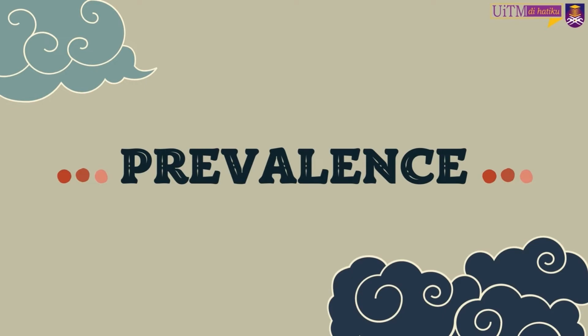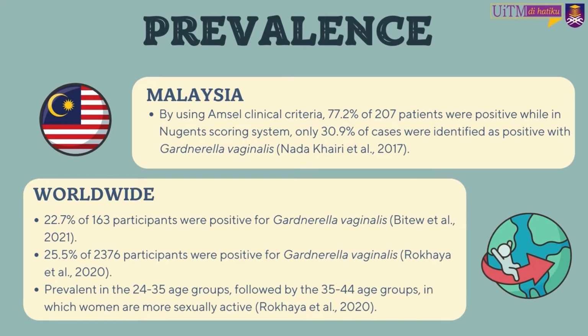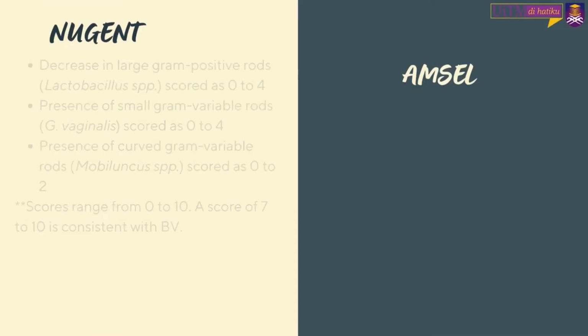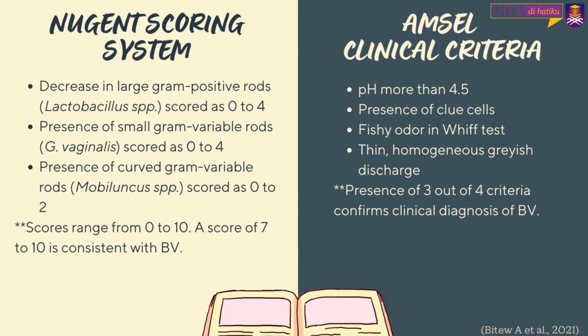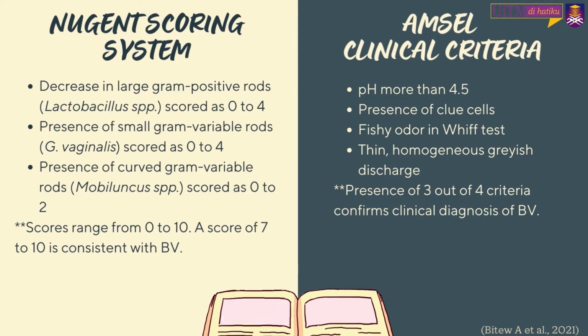Prevalence. From several studies conducted, 20 to 40% of women were identified positive with Gardnerella vaginalis infections. Bacterial vaginosis clinical diagnosis can be done by using Eugen scoring system or EMSEL clinical criteria.